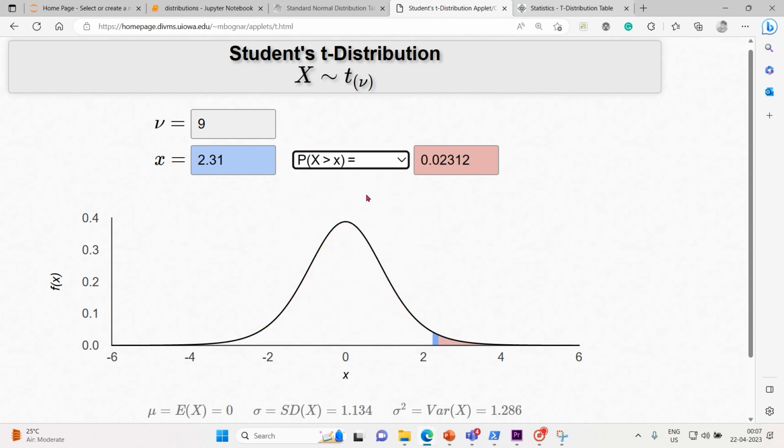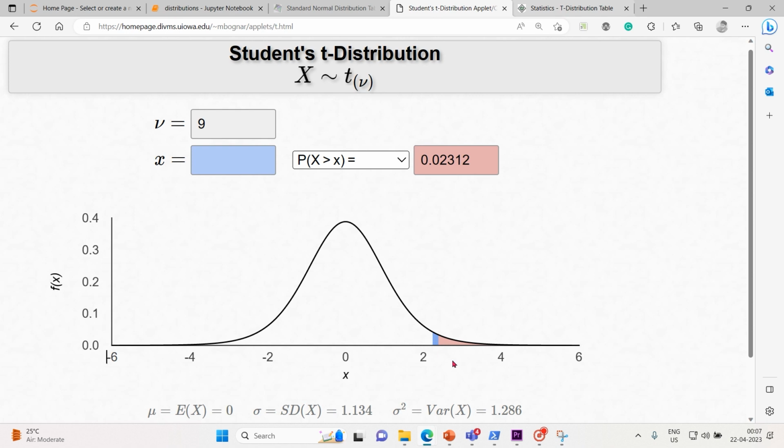But I just want this positive outlier, it's 0.02312. That's what my 2.31 value gives. This is my value. I just want to show you that value, the 2.31 t statistic.